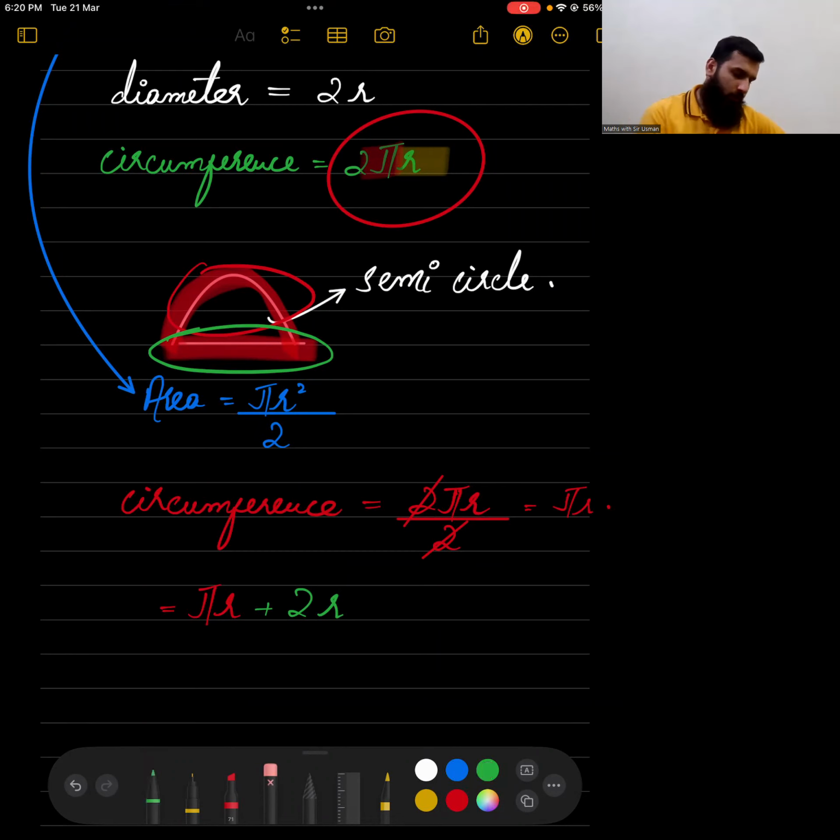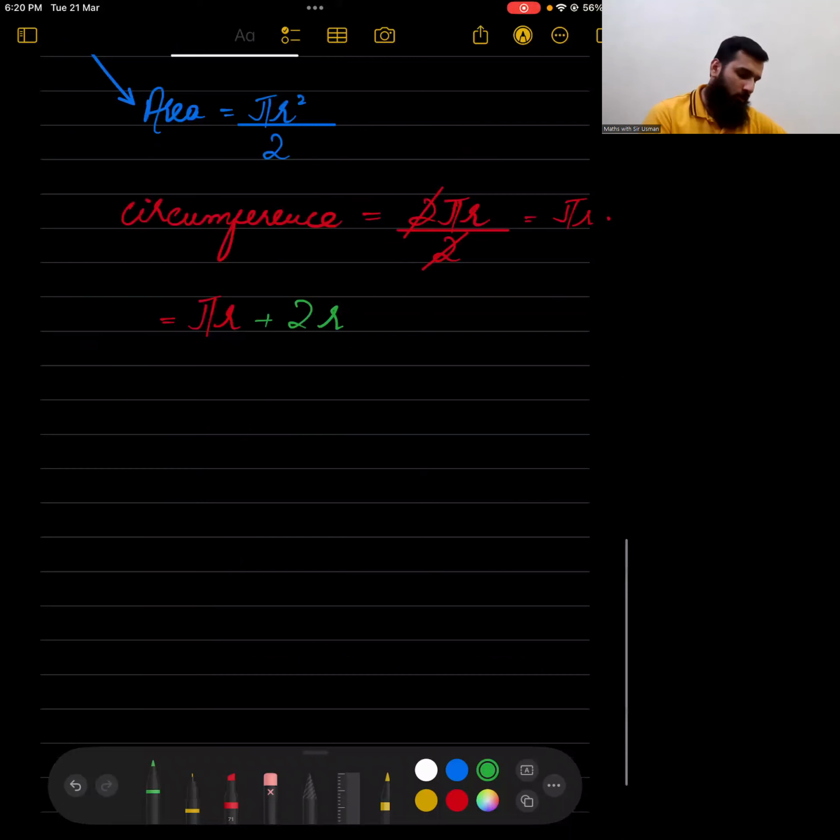Now moving forward onto another type of circle, like if I divide a circle more and make 4 parts out of it. Can any one of you tell me what this shape is now? What do we call this shape? Anyone having any idea? It's actually a quarter.